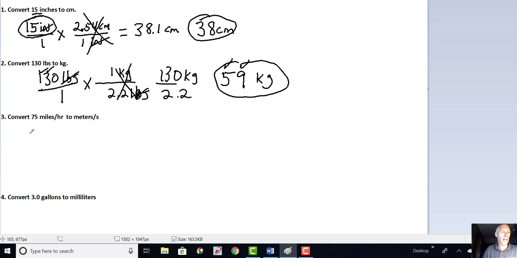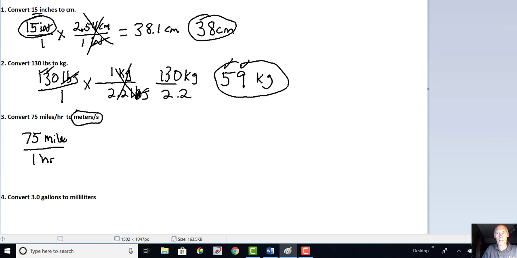So we got 75 miles per hour, and we want to convert it to meters per second, something we do all the time in physics because our standard unit in physics for velocity is going to be in meters per second. Okay, so 75 miles per hour is your typical highway speed. So you got 75 miles on top is equal to 1 hour on the bottom. I'm just going to write HR for hour.